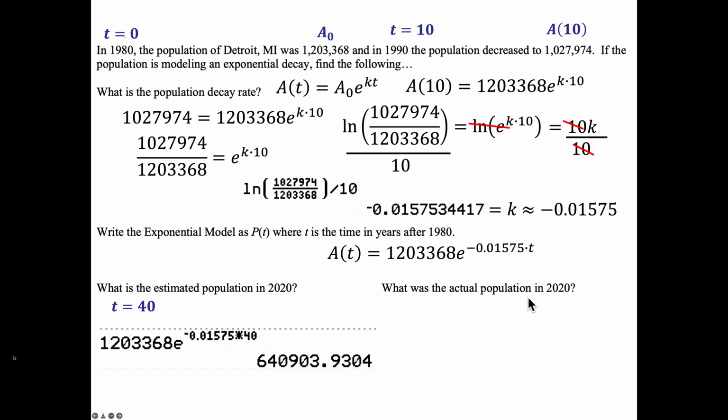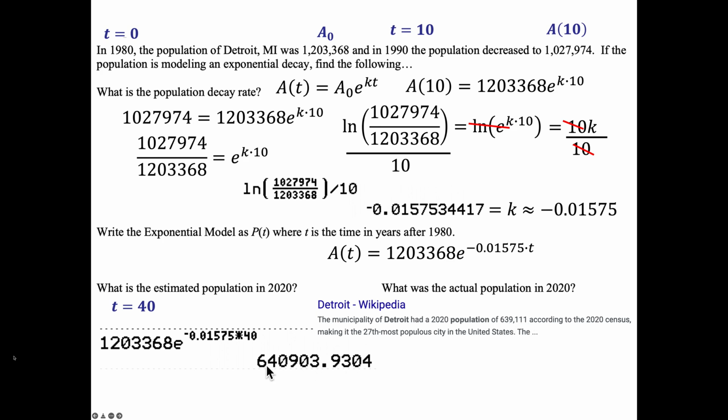Now, what was the actual population in 2020? Well, according to Wikipedia, Detroit's population in 2020 was 639,111. Almost right on. About what, 1,800 off? 1,800 people off? That's a pretty good estimation when that was 30 to 40 years prior to the actual population.